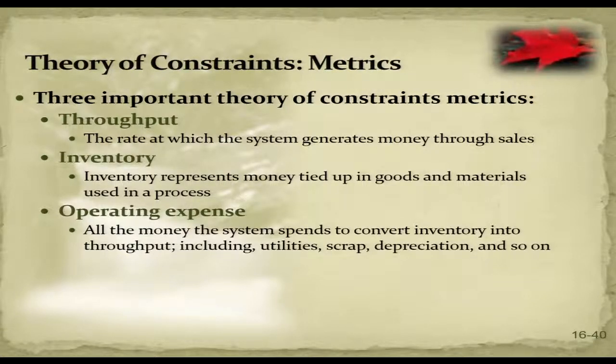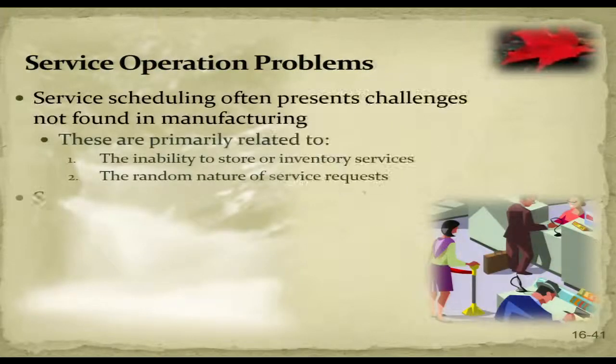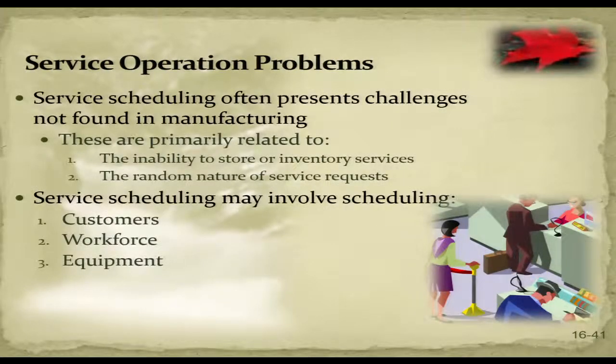Okay. Inventory. You understand what inventory means? I've spent 3 weeks on this inventory. Operation expense is the money that the system spends to convert inventory into throughput, including, for example, utilities, scrap, depreciation, and so on.